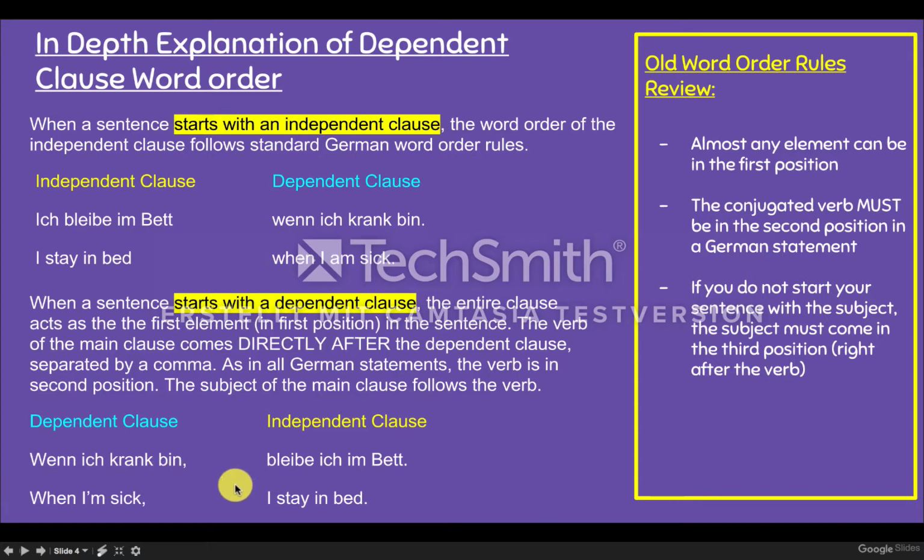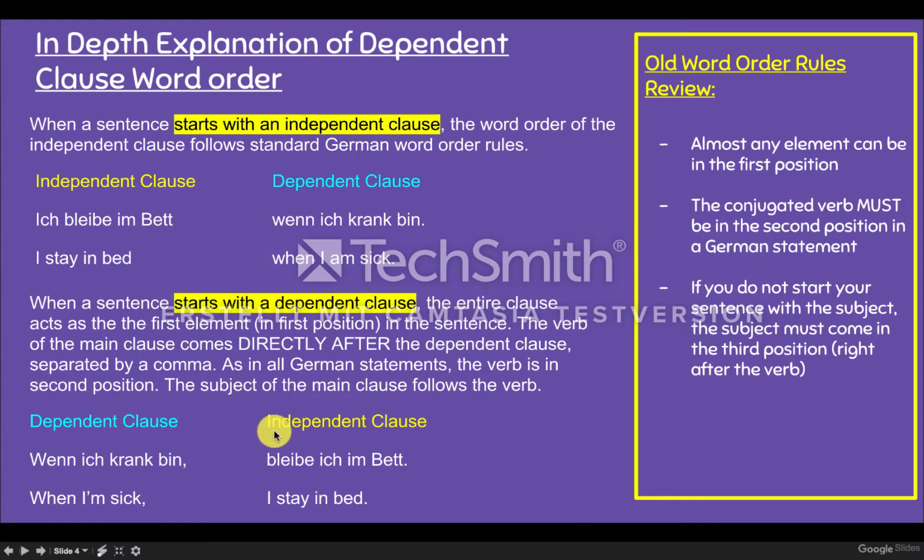Wenn ich krank bin. When we start with a dependent clause, it's going to change the word order of the independent clause that follows. No longer do we have regular word order, ich bleibe im Bett or im Bett bleibe ich. Now we have to have that verb front and center. So the verb comes directly after the dependent clause, separated by a comma. As in all German statements, the verb is in second position.